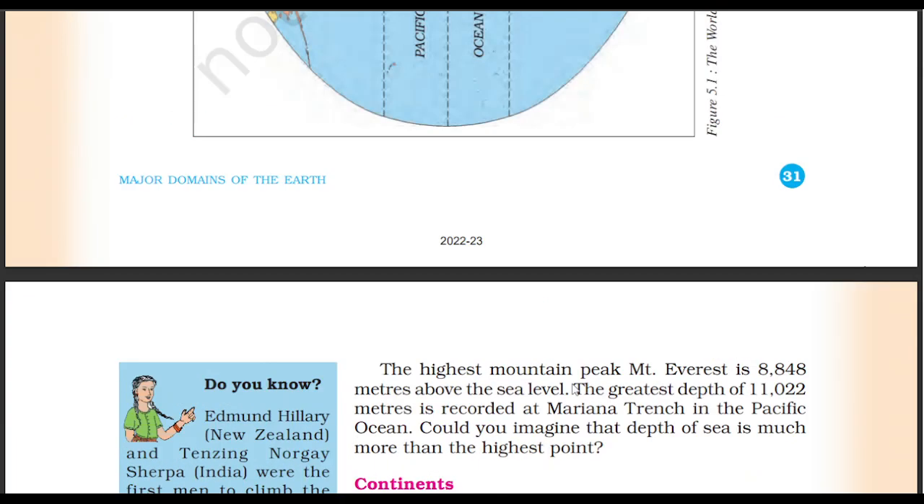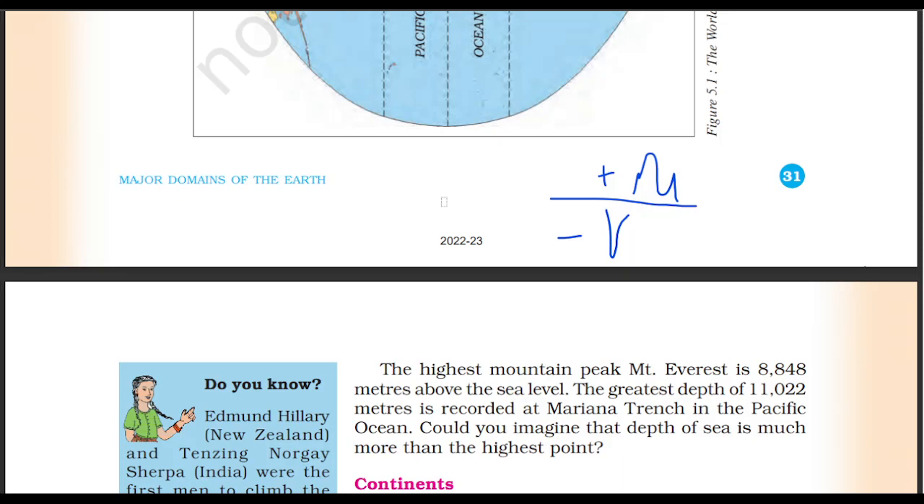I can draw. This is sea level, this is a mountain, and this is a trench. This is plus, this is minus. Okay, clear.